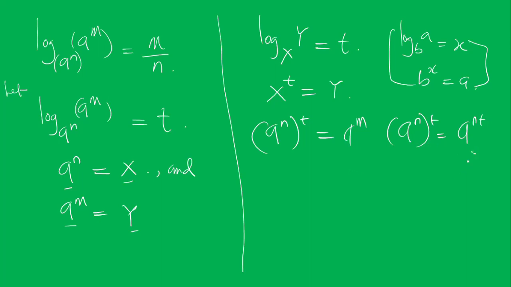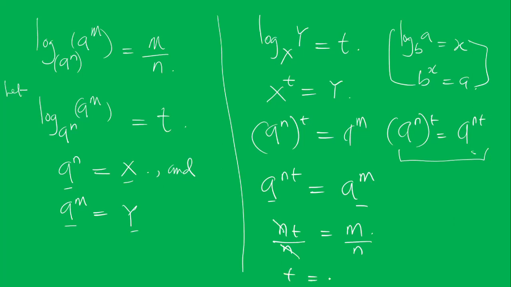If this is the same, then applying this rule of indices, you will now have a to the power nt, which is equal to a to the power m. Since the bases are the same, we equate the powers. So the powers will be nt is equal to m. Now, dividing both sides by n, you have t equal to m all over n.